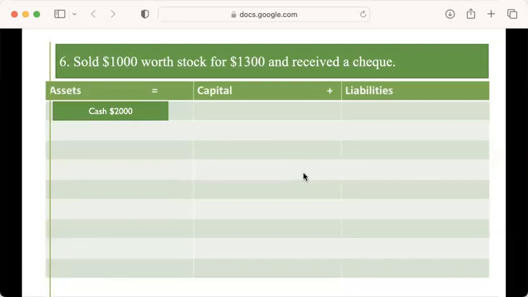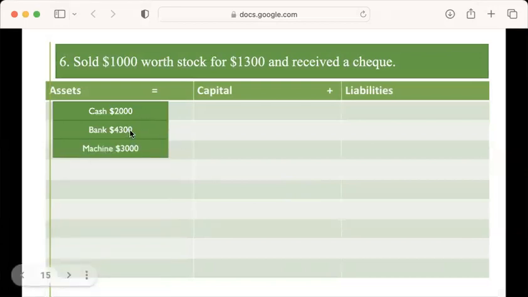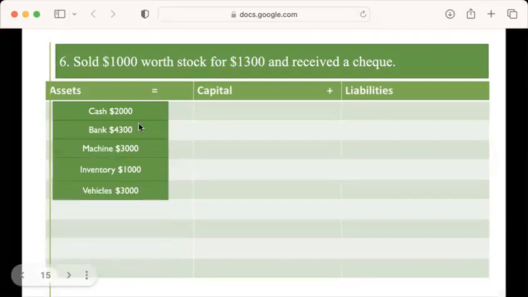But actually, although it is worth 1,000, we sold it for 1,300 and received a check. So cash at bank will increase by 1,300. It was 3,000 before. Now cash at bank becomes 4,300 and stock of inventory becomes 1,000. So there is a difference of 300 here. Now what's the 300? It is the profit for the business.